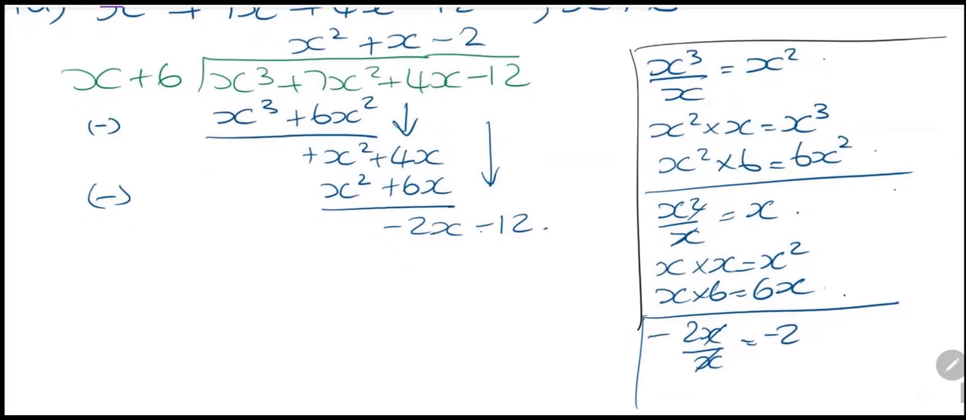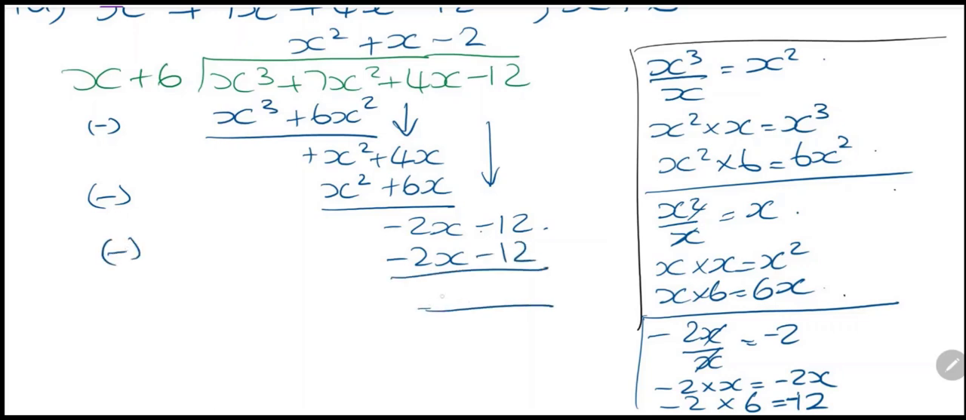And multiply. So we have minus 2 times x is minus 2x. And minus 2 times plus 6 is minus 12. And this is minus, so this becomes positive. So this is 0 and this is 0. So there is no remainder. So x plus 6 is a factor.